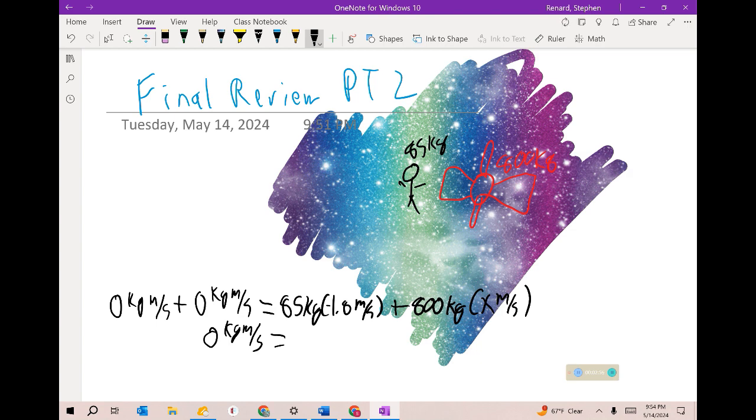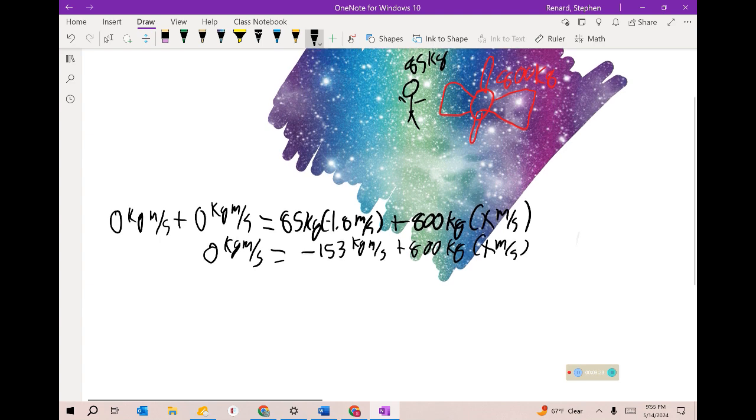85 times negative 1.8. Yeah, sounds about right. Negative 153 kilogram meters per second. We still just have 800 kilograms times x meters per second over here.